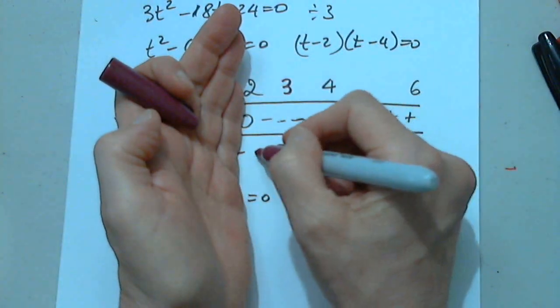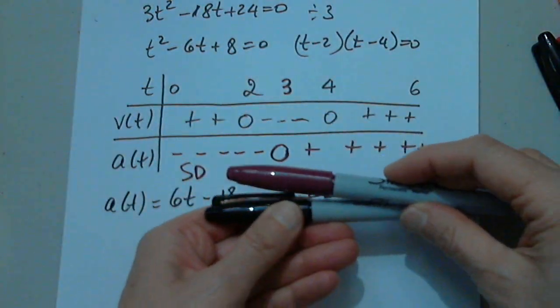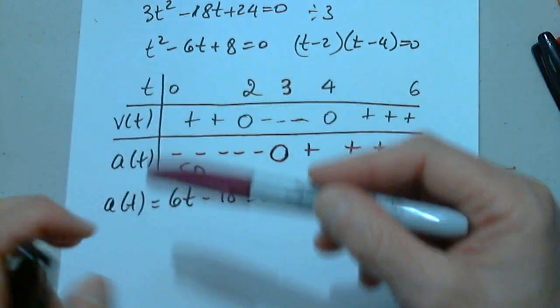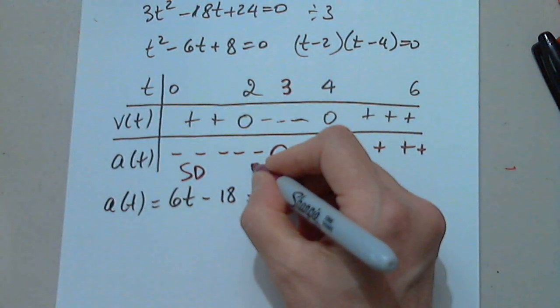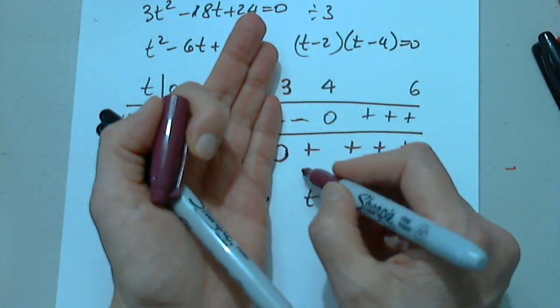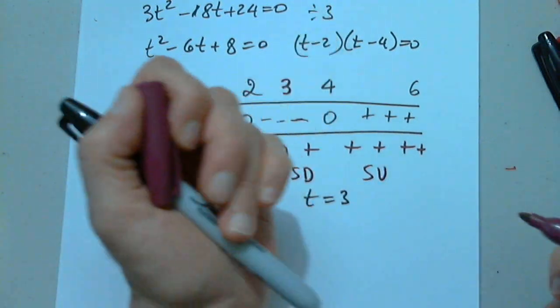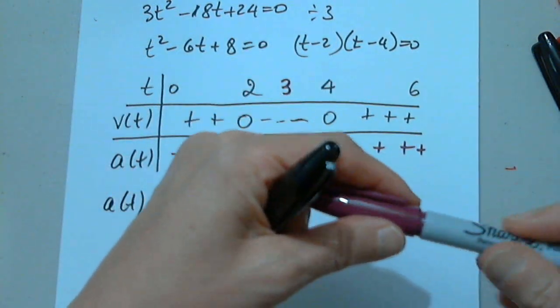Here both of them are negative, so they're going in the same direction, and they are increasing the speed of the particle. So this particle is speeding up. Here again, the two forces are against each other, so it's slowing down. Here again, they're in the same direction, so it's speeding up. That's all we need to look at.